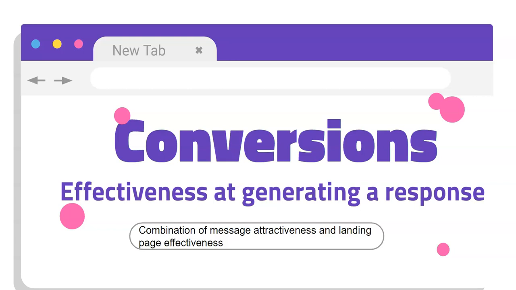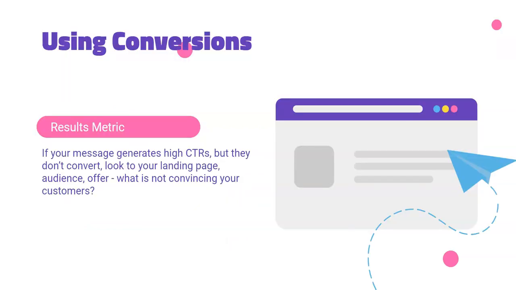So both your ad has to be very attractive to the right target audience, and when that target audience clicks on your ad and gets to your landing page, the landing page also has to be highly effective. That's what your conversion rate is truly measuring. So how do we apply those conversion rate metrics in optimizing our campaigns? Remember, conversion rate is a results metric.